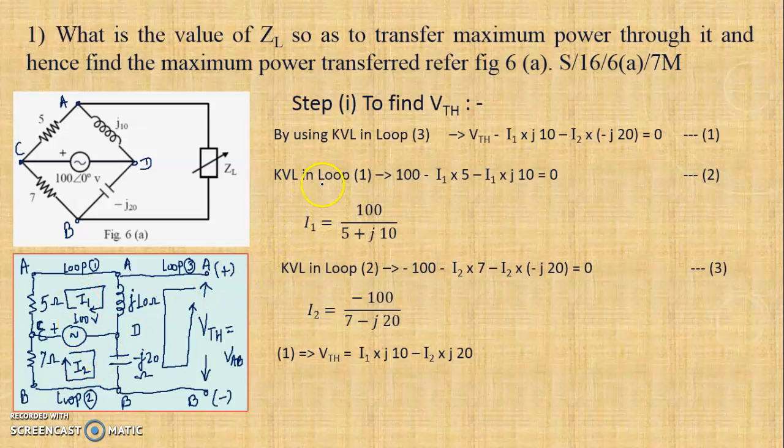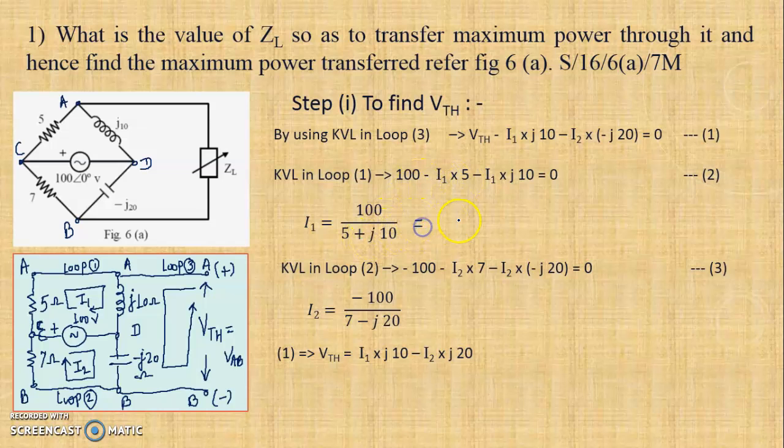So again by using KVL in loop 1, what I get is negative to positive is 100. Here this is positive, the other one is negative, so positive to negative is negative. Then here again positive, here it is negative, so positive to negative is negative. So what I am getting is 100 minus I1 into 5 minus I1 into J10, same methodology, equal to 0. That is equation 2. Now I can write the value for I1. So I1 is equal to directly 100 upon 5 plus J10.